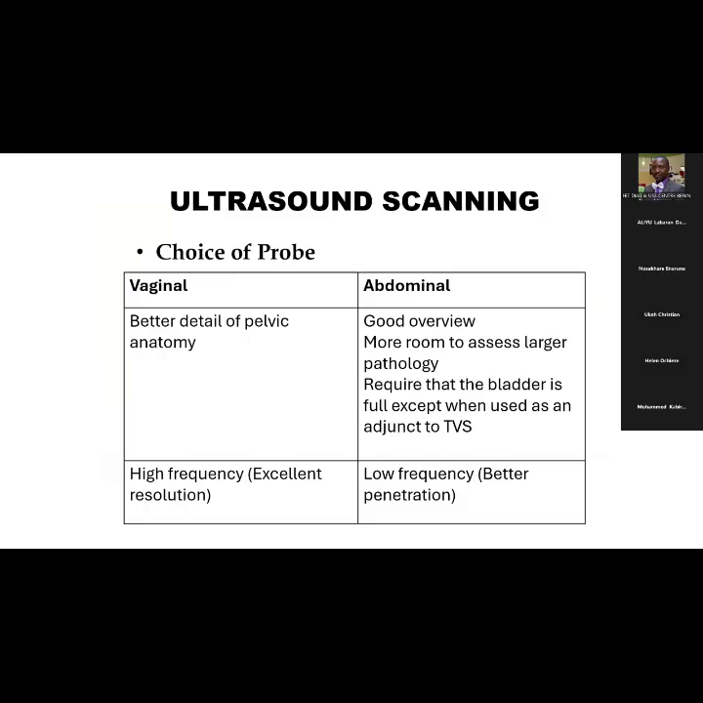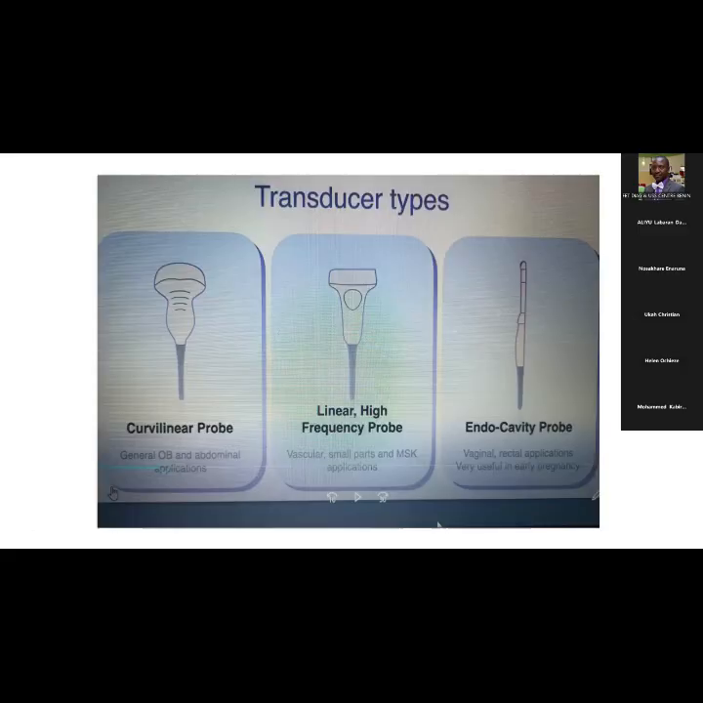And so the penetration is better with a transabdominal probe. Whereas the high frequency we mentioned for the transvaginal probe gives excellent resolution. What the low frequency of the transabdominal probe does is to help better penetration, so you're able to see deeper into the pelvis. So these are examples, just line images of what the probes look like.